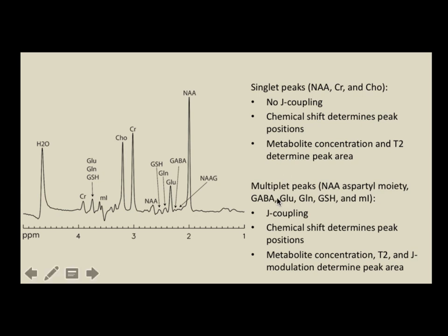So the J-coupling not only causes the peaks to split, but also modulates the peak amplitude when we change the echo time, TE. So at different echo times, the peak amplitude does not just decay due to the T2 effect, it also varies periodically due to the J-coupling effect.